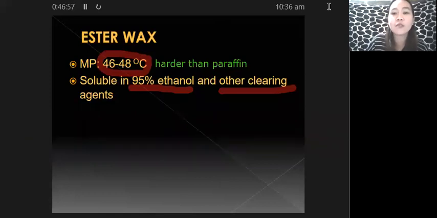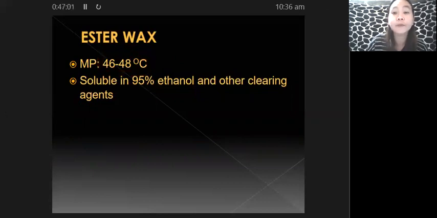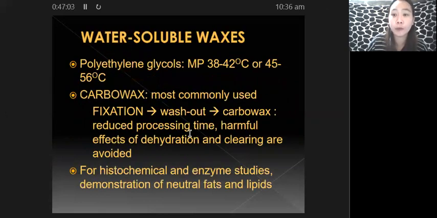Now let us move on to your water-soluble waxes. Your water-soluble waxes are also classified under your paraffin wax. But again, just like your ester wax, it requires another type of processing, not the same as that of your routine paraffin processing.